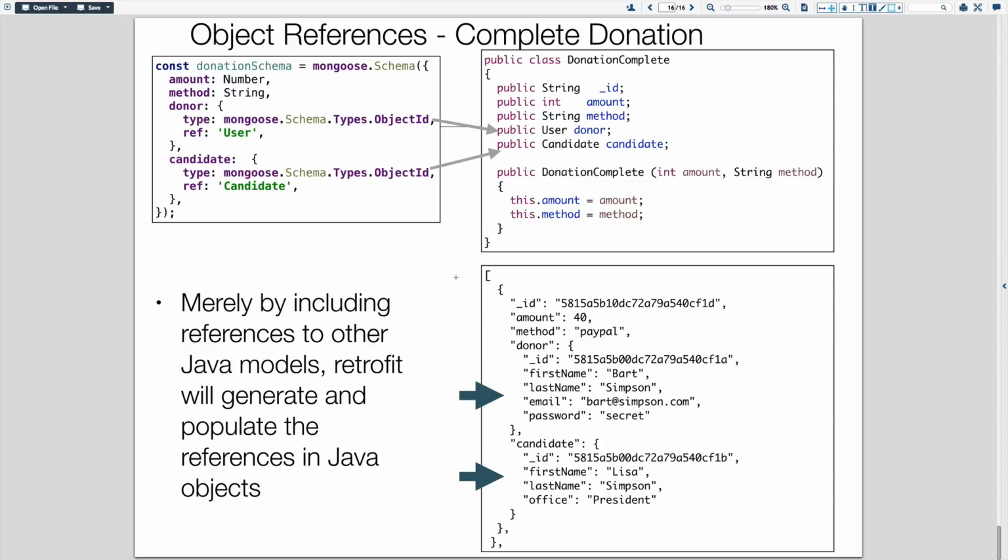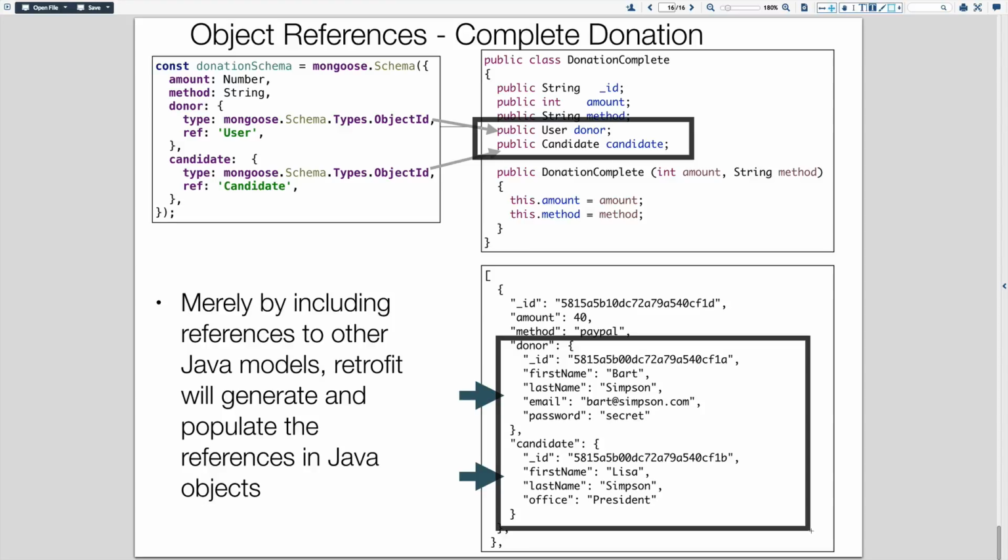Well, again, the library we're using, and this is a massive improvement from the way this was done before libraries like Retrofit were introduced. We just bring in objects in the client to represent those references. So we incorporate a user object called donor and a candidate object called candidate. Just by bringing in these two fields, and of course we have these classes client side, and if we have the correct populate triggered in the server, then we get exactly what we wanted here into the client.